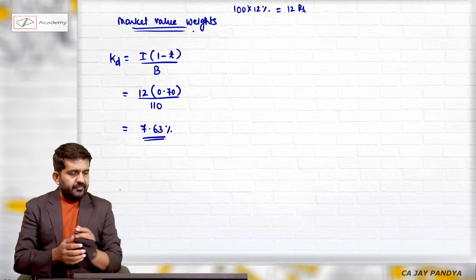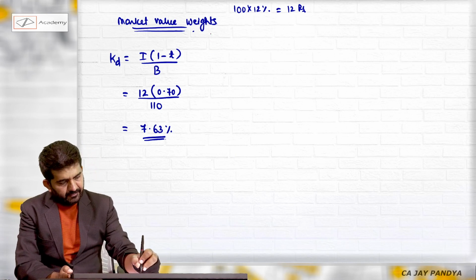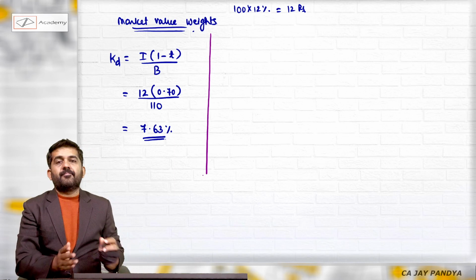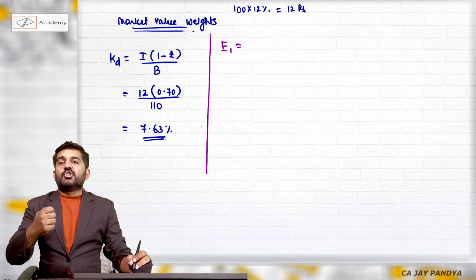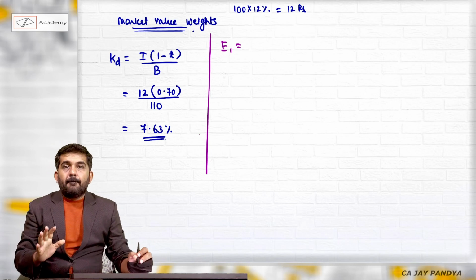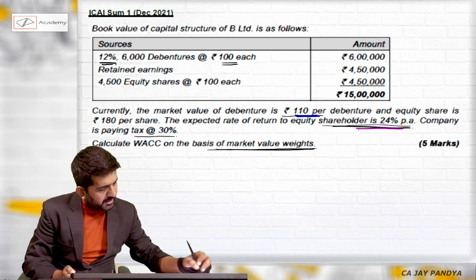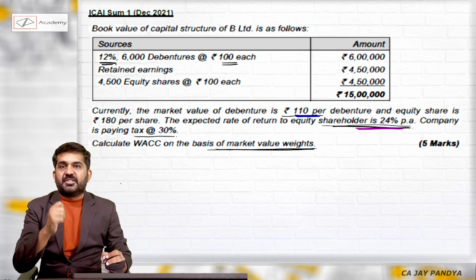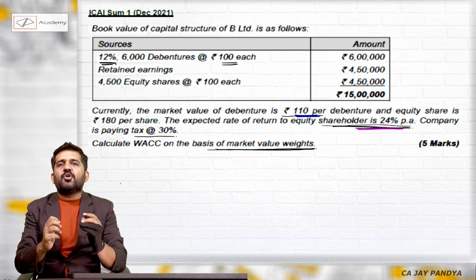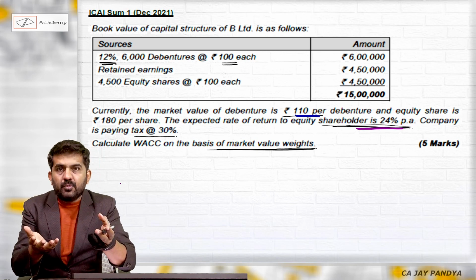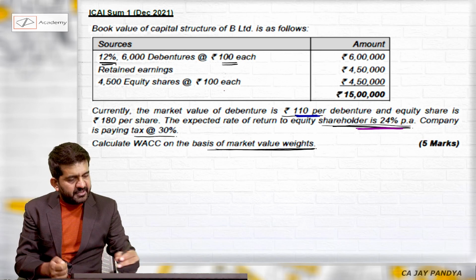Which is KD. Let me find out KE. What will be E1? It is not given. But the required rate of return of the equity shareholder is given, which is 24%. Let us assume that the required rate of return is on face value. So what is the face value of the equity share? Rupees 100.